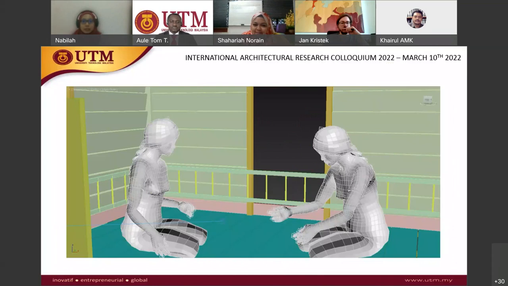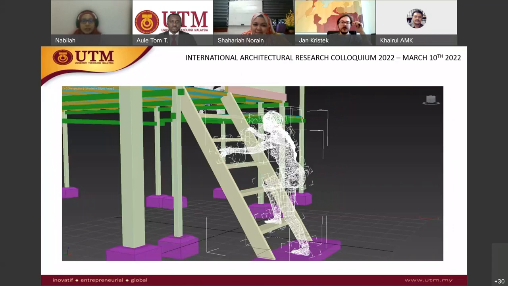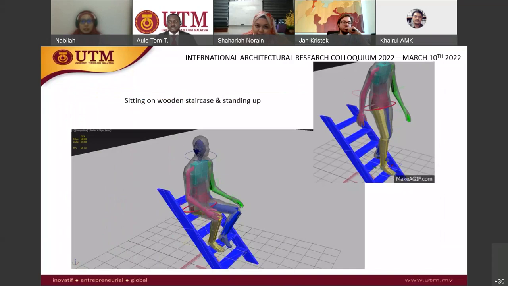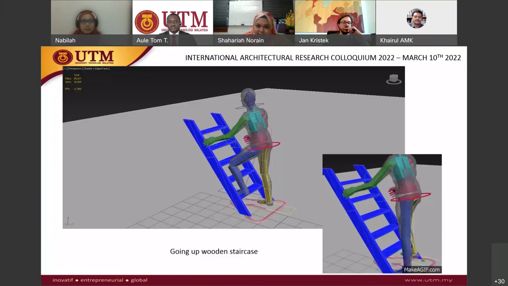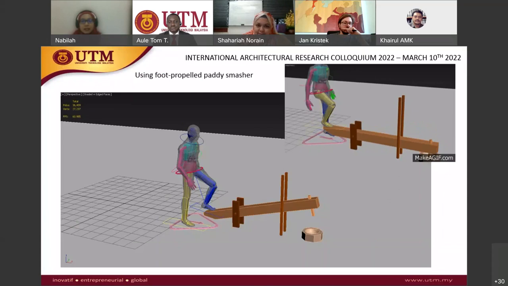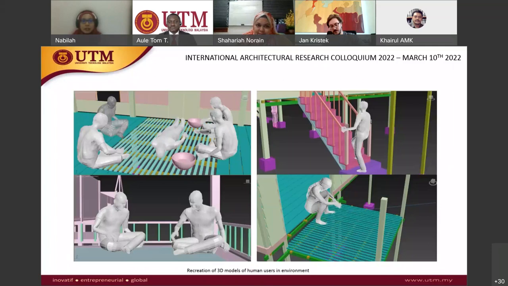So when the 3D models are recreated, you can tell how the structure or the furniture interacts with the user. This was a rough animation of the interaction between the structures and the users. This was a paddy smasher, one of the furniture used in harvesting paddies. These are all the recreated activities inside each of the spaces of the houses that were chosen as samples.